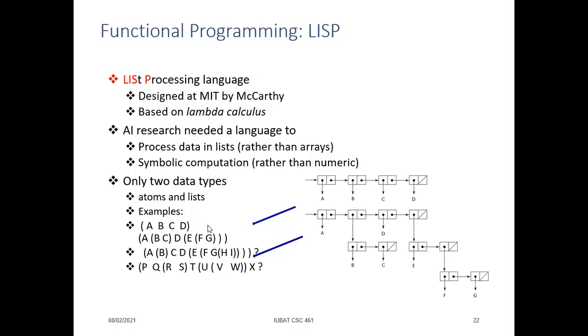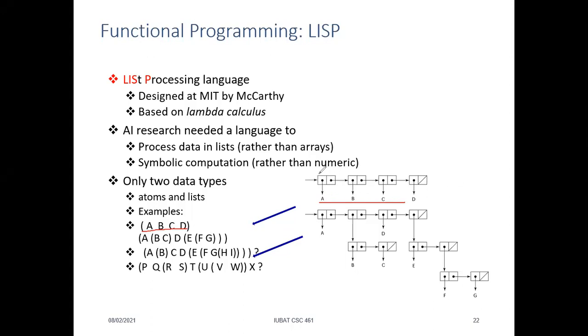We were discussing the first example in the last class. In Lisp, this is the simplest equation. That means there is no nested bracket, only one boundary bracket. So in this case, what we do, we use the first one. We write this one after another: A, B, C, D.